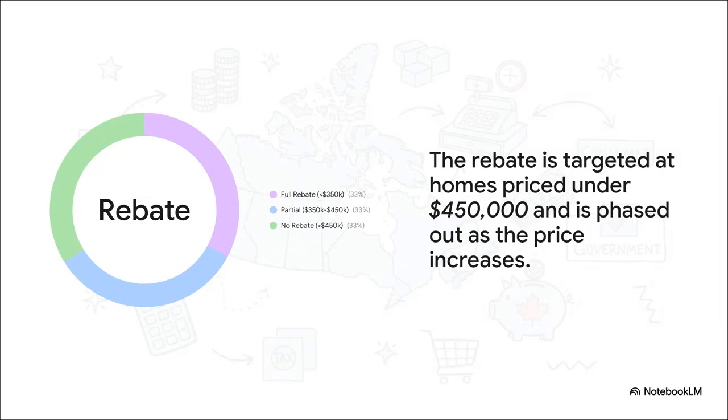Now, what's really clever here is how the rebate is designed. It isn't just a flat amount for every new home. It's targeted. It's meant to help people buying homes on the more affordable end of the scale. As you can see, you get the full rebate on homes priced up to $350,000. Then it starts to gradually shrink, and once the price hits $450,000, the rebate disappears completely. It's a really targeted piece of policy.